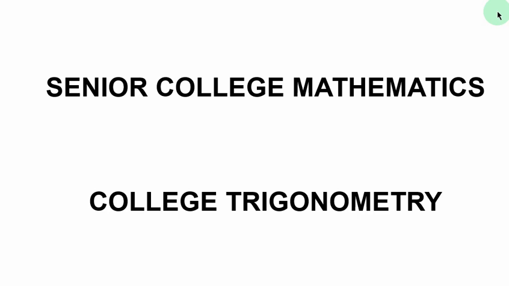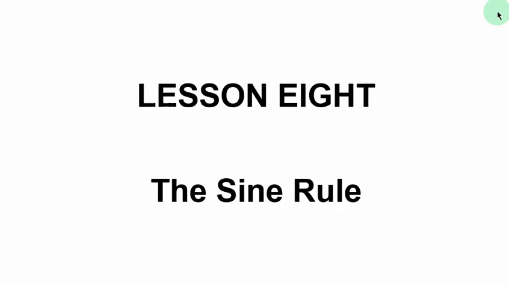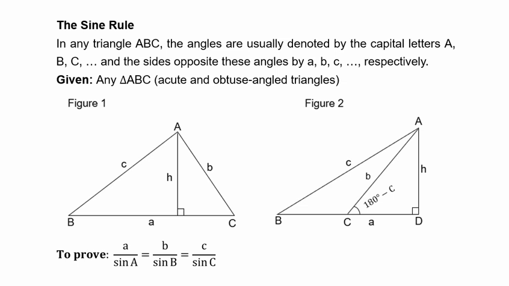In this series of teachings, we have College Trigonometry. Lesson 8, the sine rule. In any triangle ABC, the angles are usually denoted by the capital letters A, B, C, and so on, and the sides opposite these angles by small letters a, b, c, and so on respectively.